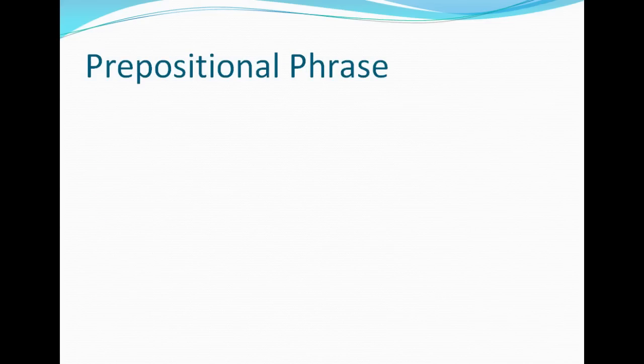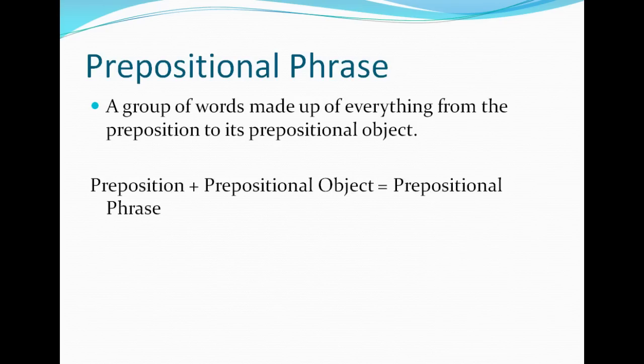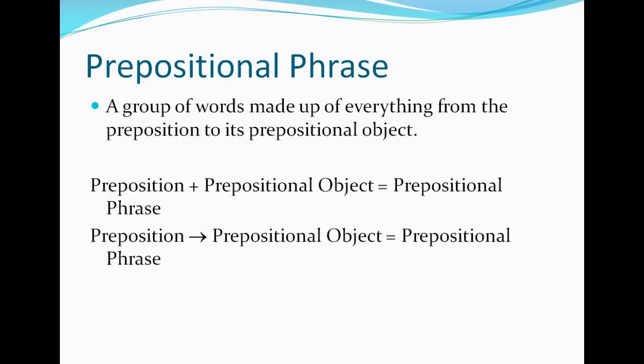Your next term to complete this lesson is a prepositional phrase. This is a group of words that's made up of everything from the preposition to its prepositional object. So the preposition plus the prepositional object equals a prepositional phrase. However, don't forget that it is everything between the preposition and the prepositional object. So any describing words, articles, adjectives, adverbs between the preposition and the object are part of the prepositional phrase.